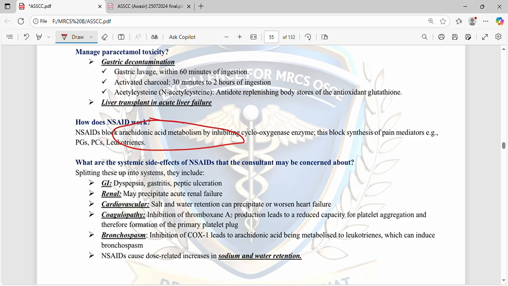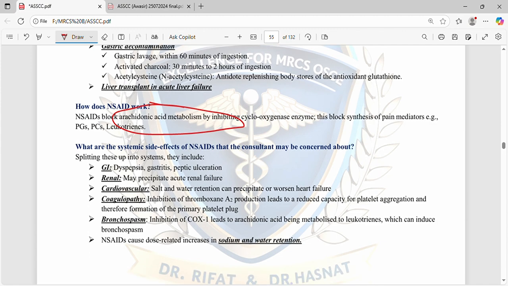GI: dyspepsia, gastritis, peptic ulcerations because of the blockage of the prostaglandins. Renal: may precipitate acute renal failure because they cause vasoconstriction of the renal vessels, and this can cause renal failure, or with long-term use. Cardiovascular: salt and water retention can precipitate and worsen heart failure.